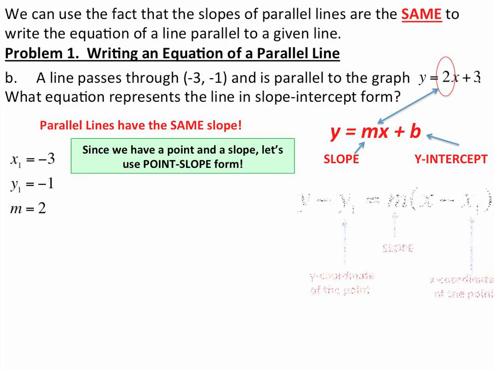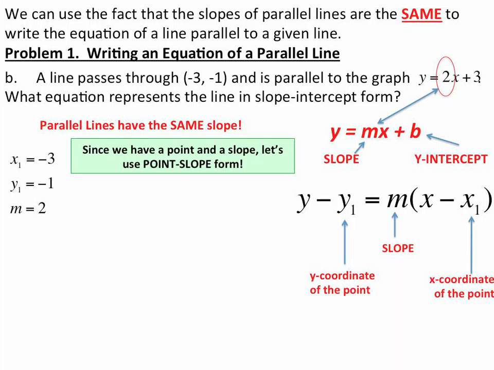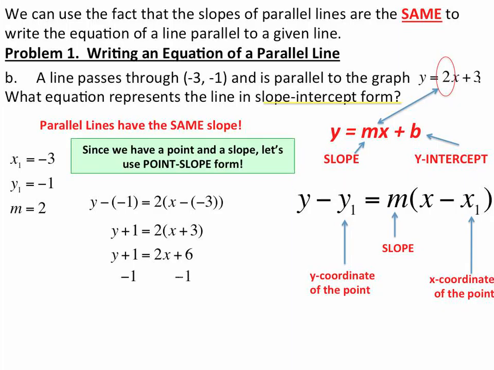I'm just going to plug it into point-slope form since I have a point and a slope. Plug it in. Remember, don't forget your minus; negatives come up a lot when you have point-slope form. If I want to turn that into slope-intercept form, I have to distribute the 2, subtract the 1, and I'm at y equals 2x plus 5. So same slope, parallel, and then use your point, use point-slope form, and then convert it to slope-intercept form if that's what they want you to do.